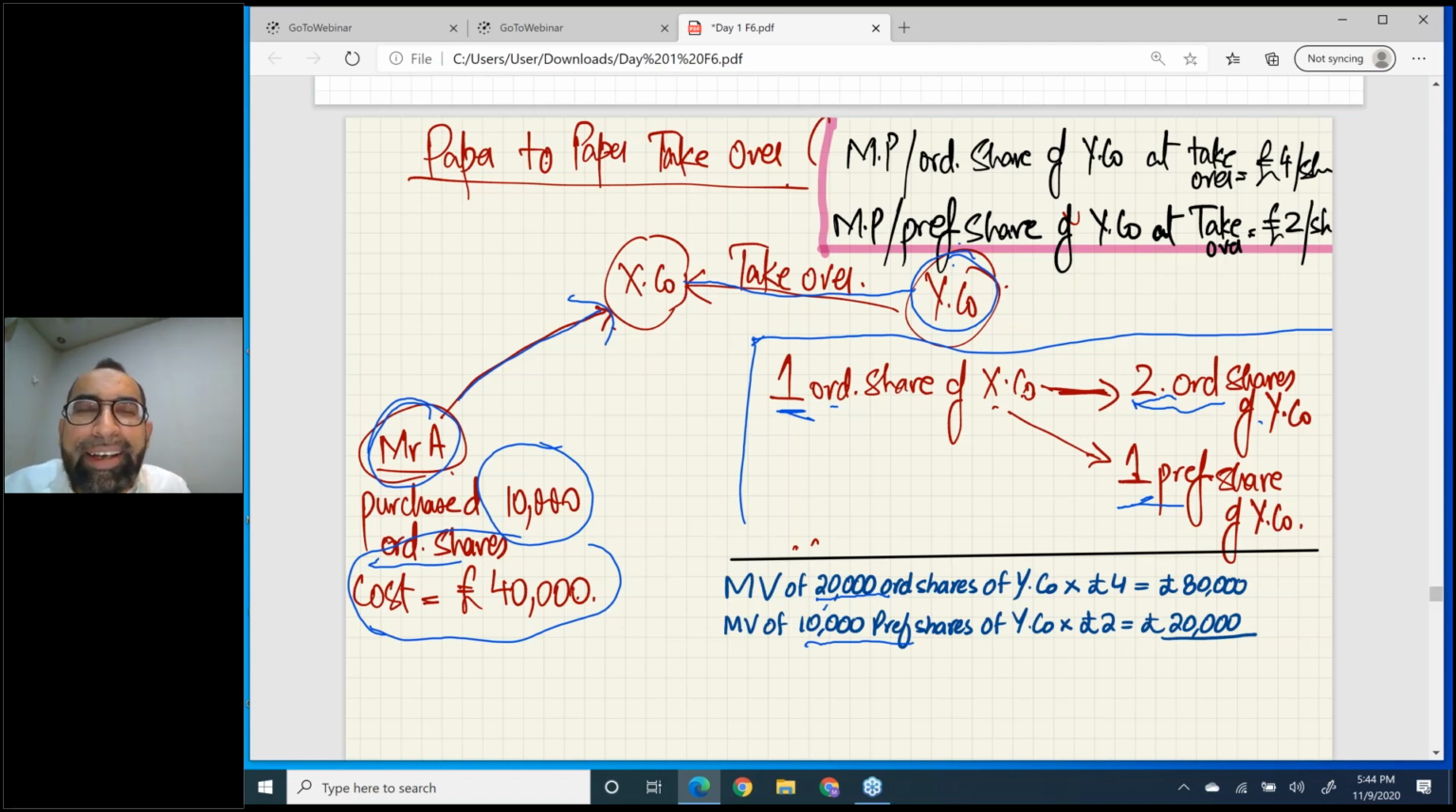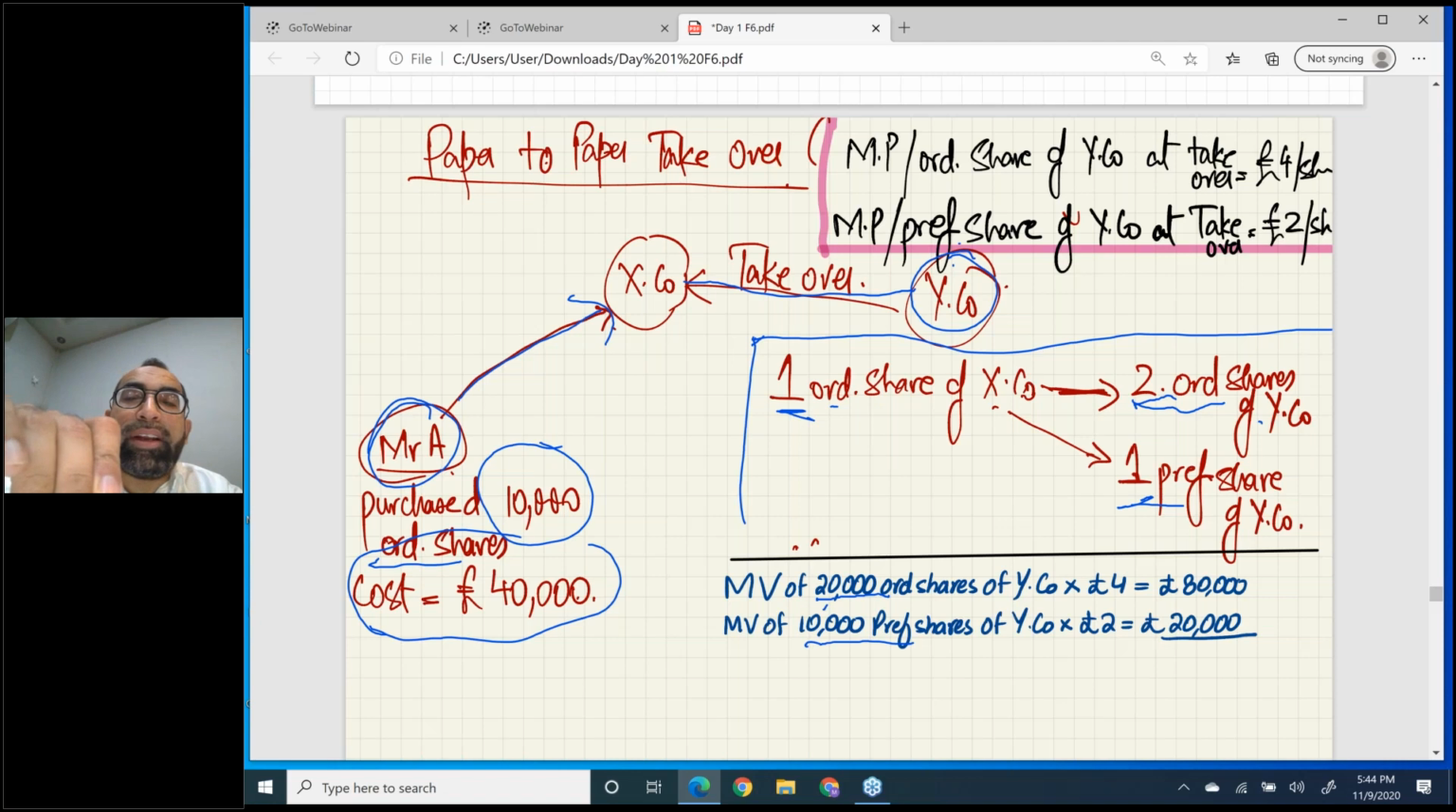So I immediately asked the tax department: for apportionment we always need a base. What will be the base? The tax department guy immediately replied, use the market values of Y company's shares at the date of takeover.